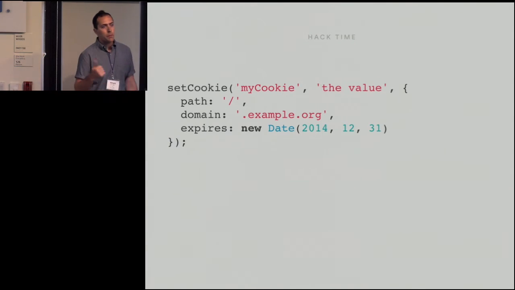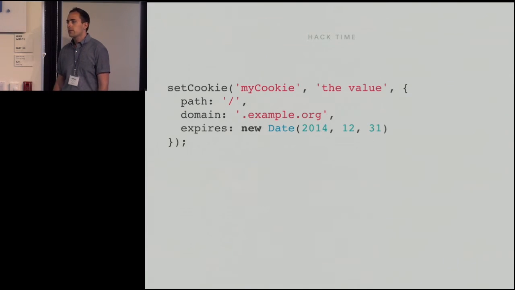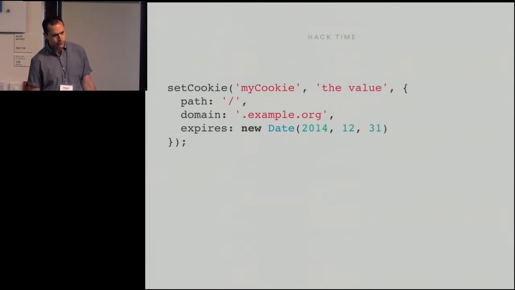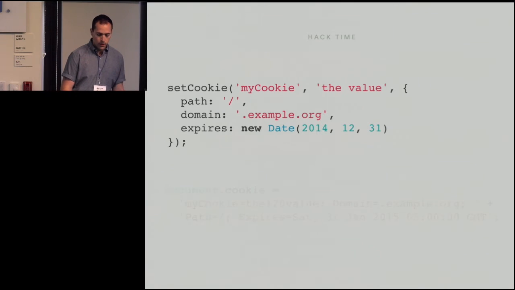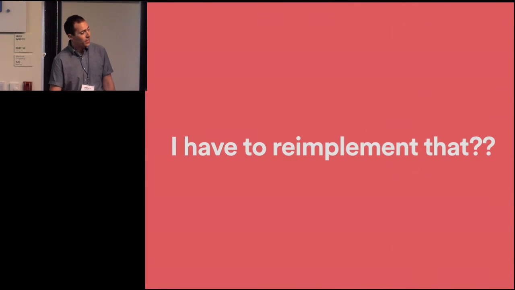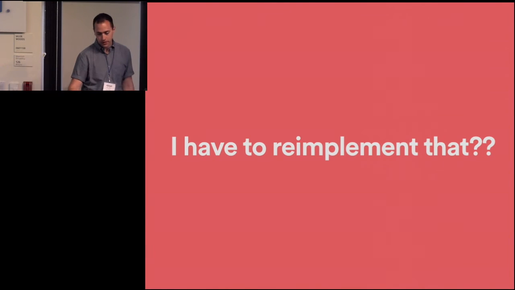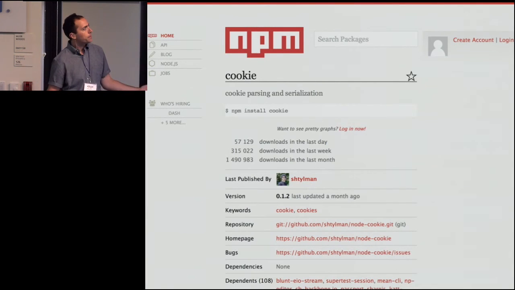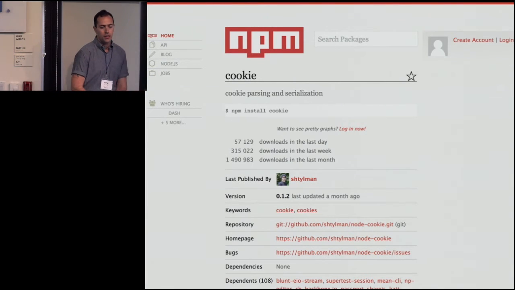But it gets more complicated because cookies have options. There could be a path option, a domain option, an expiry, all this. And so in this example, the serialized cookie string gets a bit more complicated. And when I see that, I think, oh man, I have to re-implement this. This is annoying. There's probably years of RFCs to read. But luckily, someone's done this for us in JavaScript.